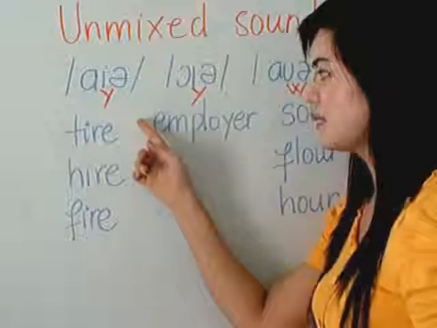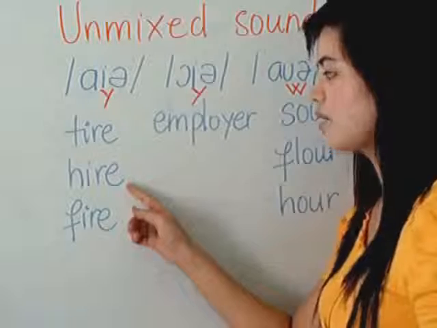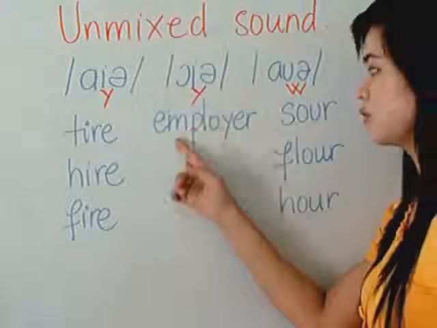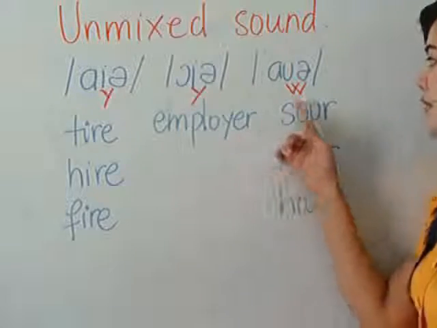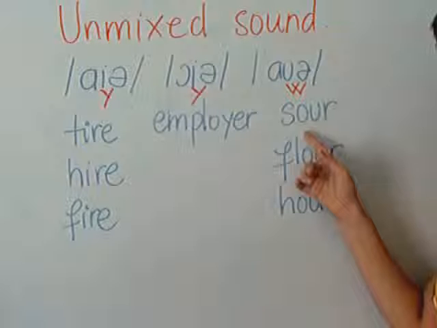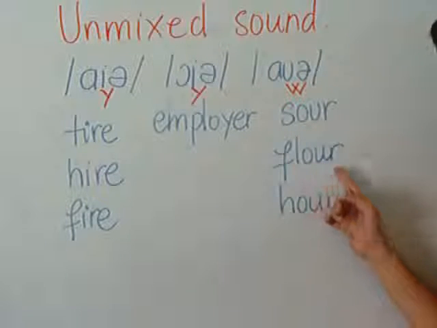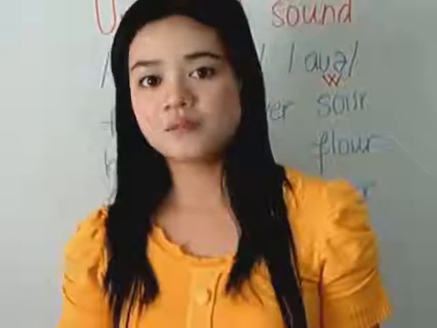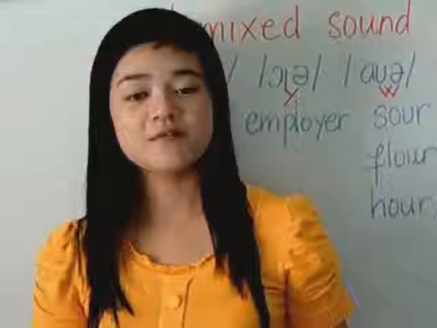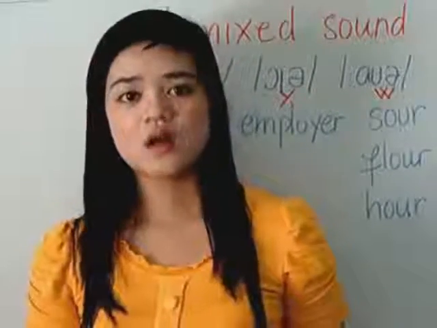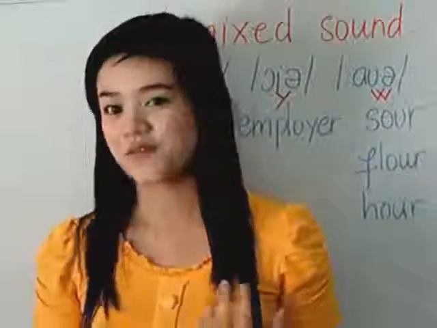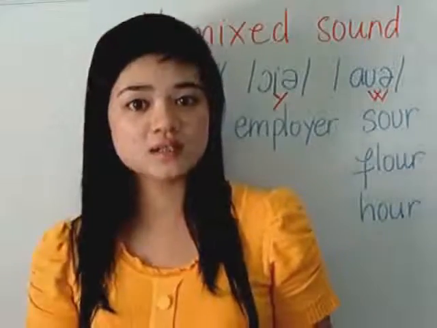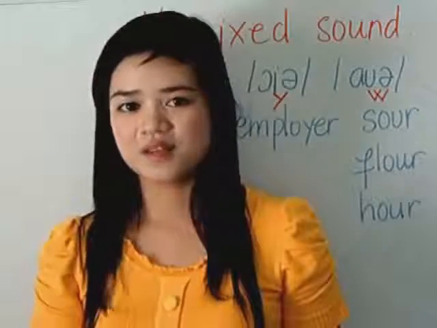In the group ire, like tire, higher, fire, or oir in the word employer. The next one, hour, in the words sour, flower, and hour. Can you understand the unmixed sound now? The first group, vowel, is divided into mixed sound and unmixed sound, as we have already found out. And how about the consonants and the combination of vowel and consonant, we will discuss next time.